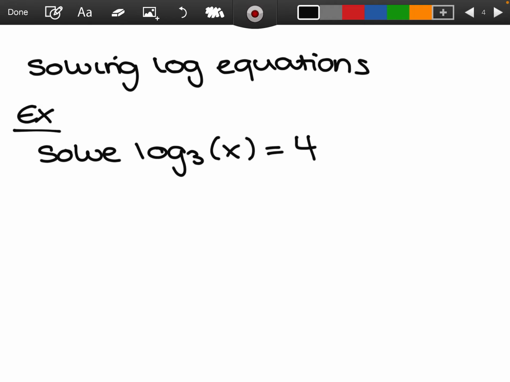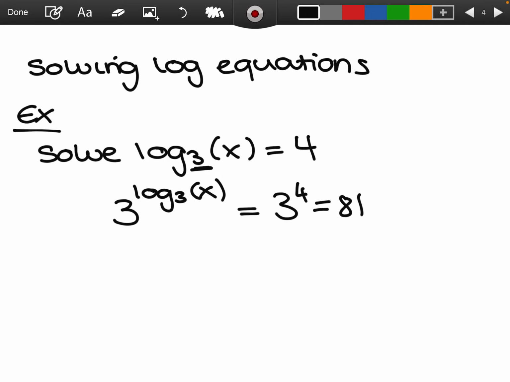The way that you do this is you're going to raise both sides as a power of whatever your base is. My base in this particular scenario is 3. So I'm going to do 3 to the power of my left-hand side equals 3 to the power of my right-hand side. So I raise both sides as a power of whatever my base is. 3 to the 4 is 81, so we can simplify our right-hand side.